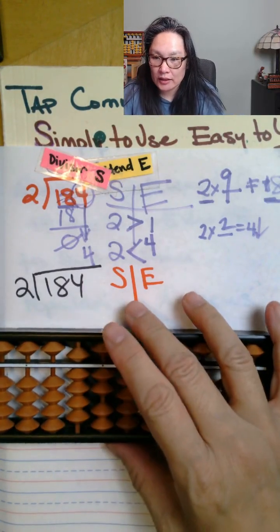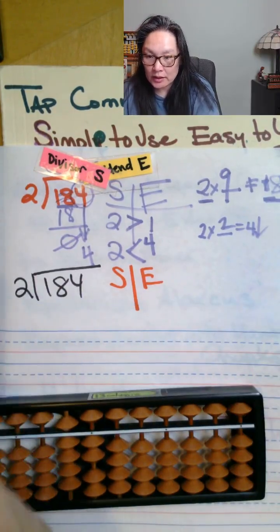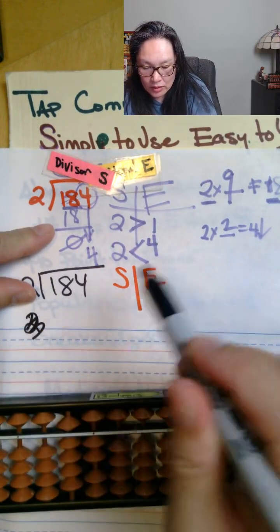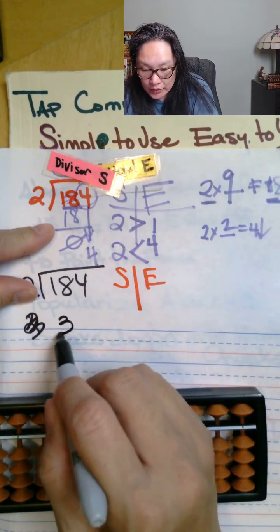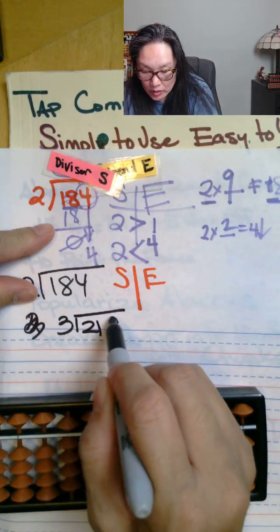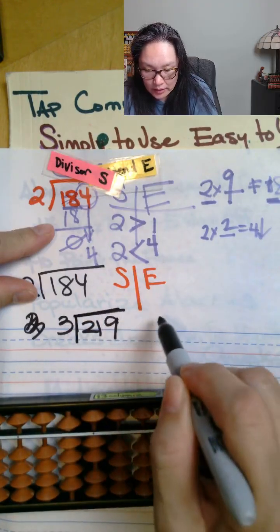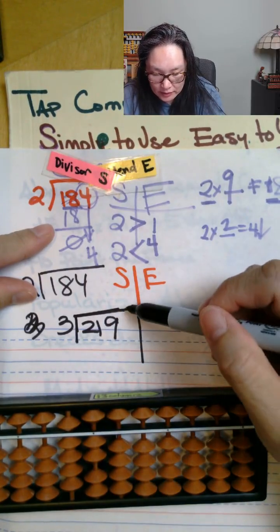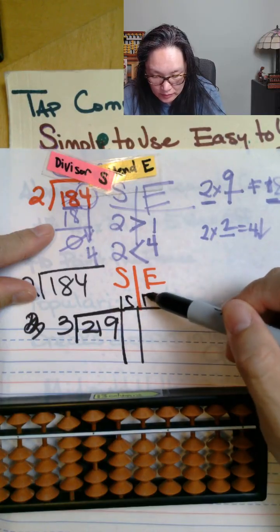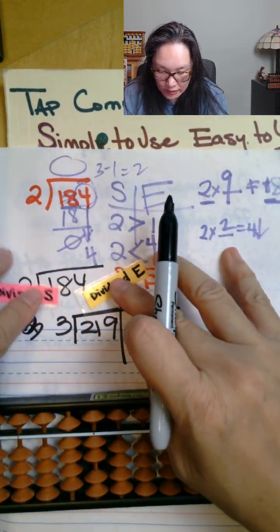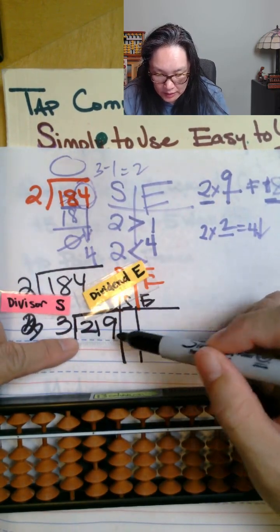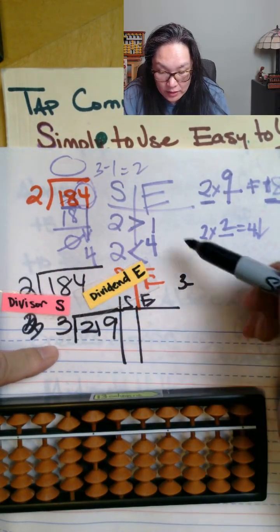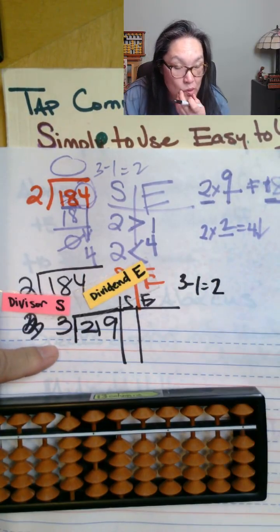Let's try this one. This one would be fun. 321 divided by 3. Okay. So again, dividend and divisor, right? So my dividend has 3 digits, and my divisor is 1 digit. So I'm going to start at the 2.